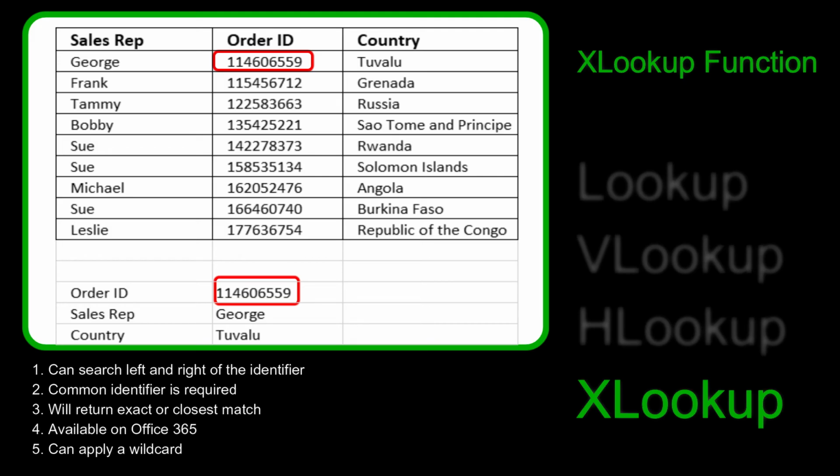Now the XLookup offers everything that the VLookup and the HLookup does. In addition, it has the ability to search from the left or the right. However, this feature is only available in Office 365.